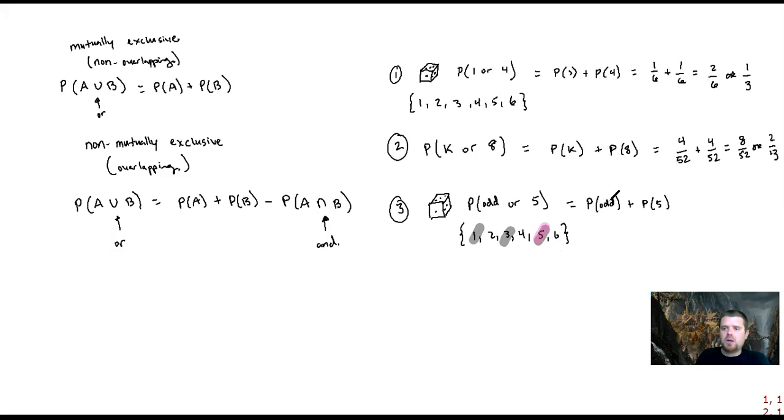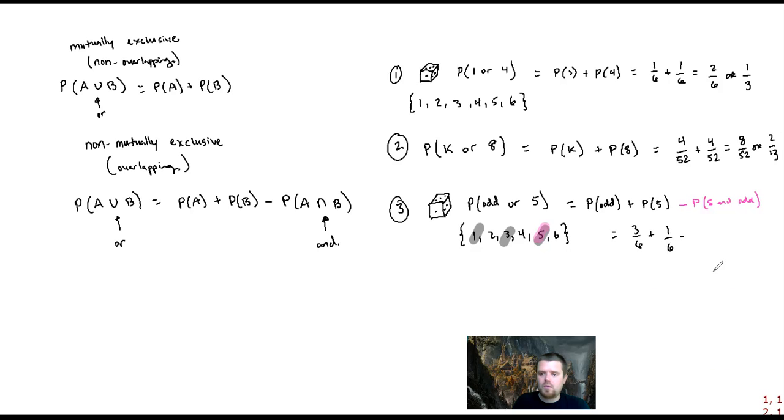So it's a probability of an odd number plus the probability of a 5 minus where we overlap, which means it's 5 and odd. So writing out these individually, this would be odd, 3 out of 6, plus probability of a 5, 1 out of 6, minus the probability of both, 1 out of 6, which would give me 3/6 or 1/2.